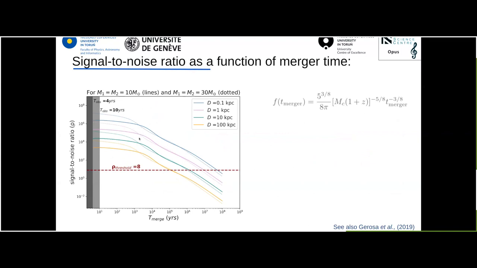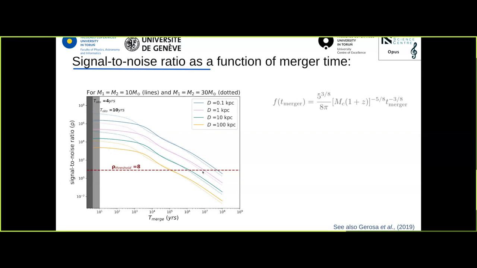We plot it for different distances from 0.1 kiloparsec to 100 kiloparsec, and we can clearly see that, for example, a binary placed at 1 kiloparsec can have a merger time scale of 10 million years. It would still be detectable by LISA. This would correspond to a present-day orbital period of about a few hours.